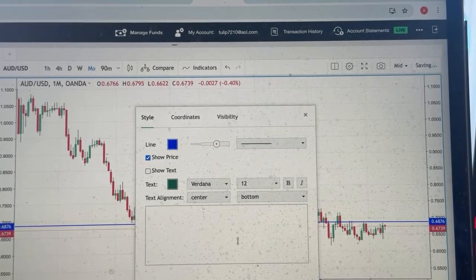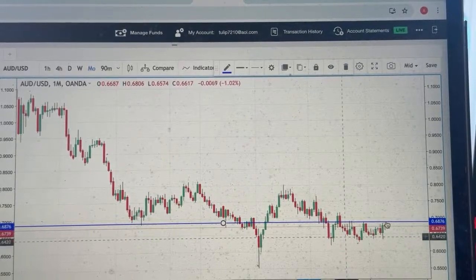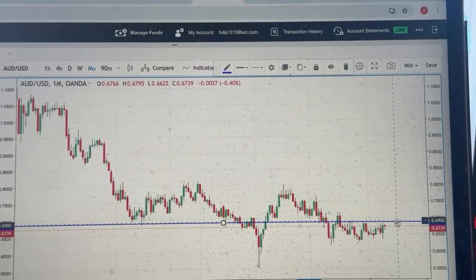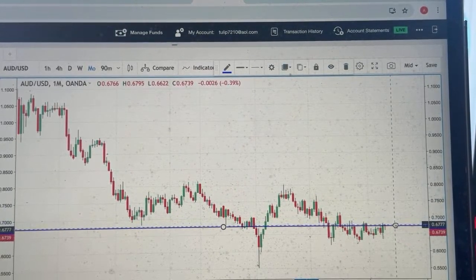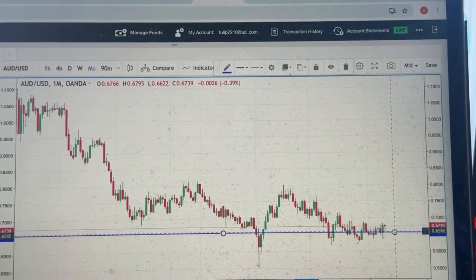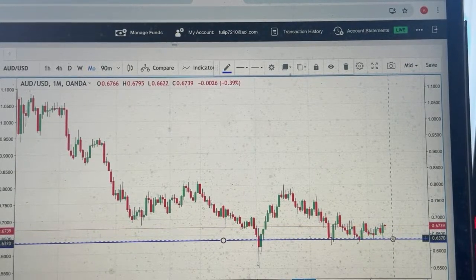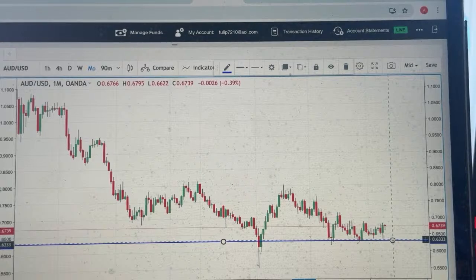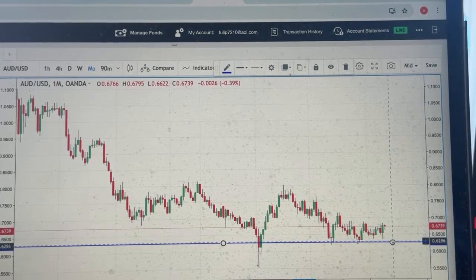So I'm going to look for areas where I see imbalances of order flow. All right. Demand is always going to be down to the left. Now, right here, I see it. You may not see it.